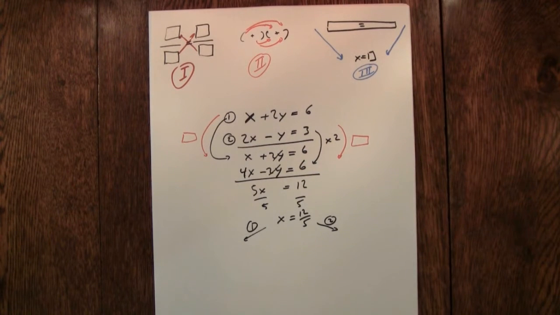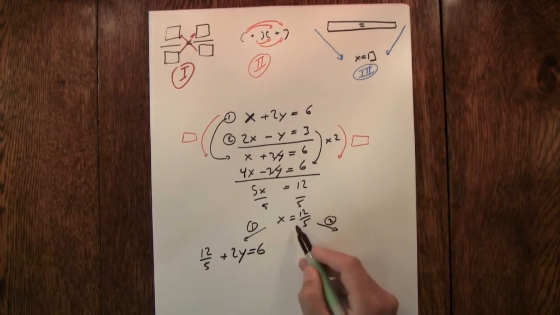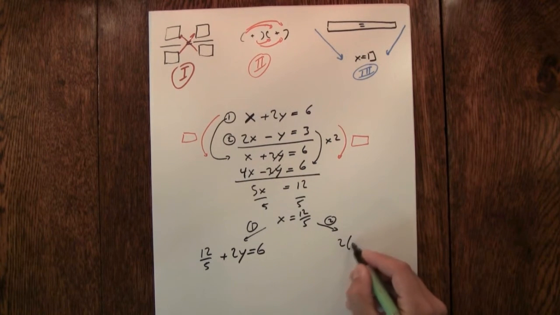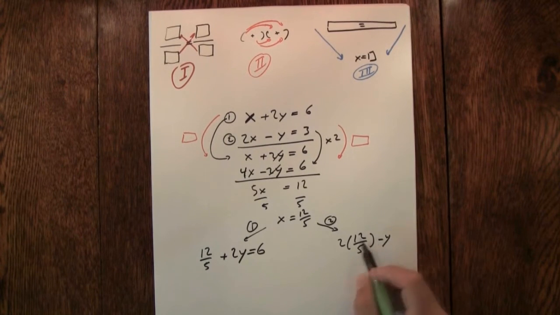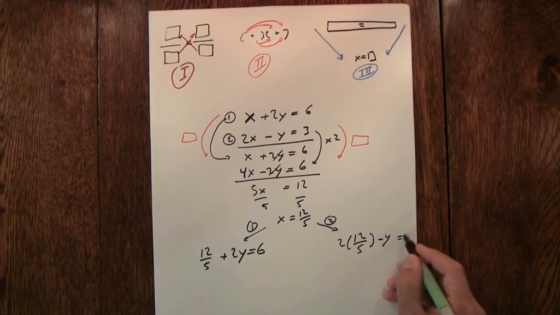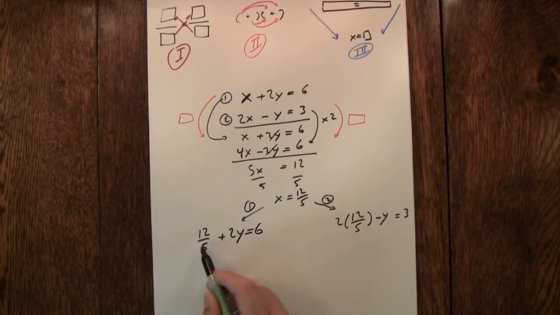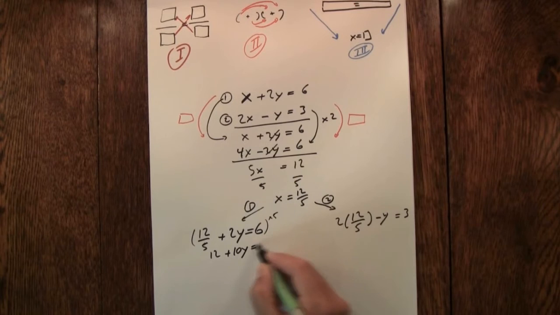So what we have here is 12 over 5 plus 2y is equal to 6. Plugging it into the first equation, right? And this is going to be 2 times 12 over 5 minus y, right, is equal to 3. Now, we've talked about the simplest way to do this. You can multiply the whole equation by 5 to get rid of your fractions, right? So multiply this whole thing by 5. So this becomes 12 plus 10y is equal to 30.